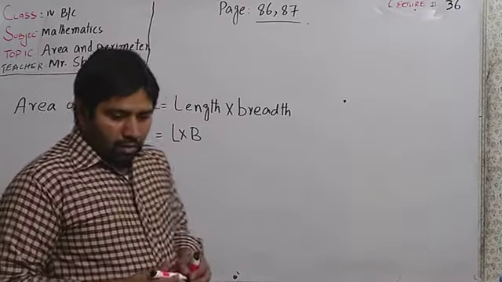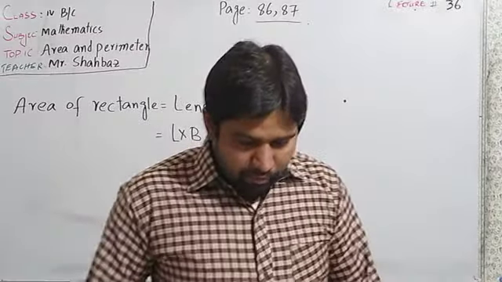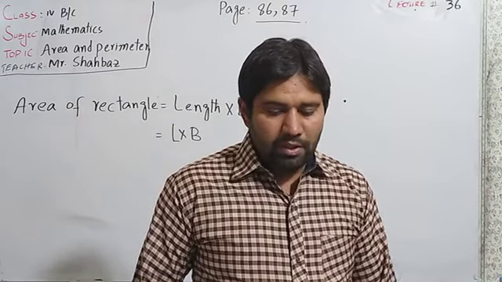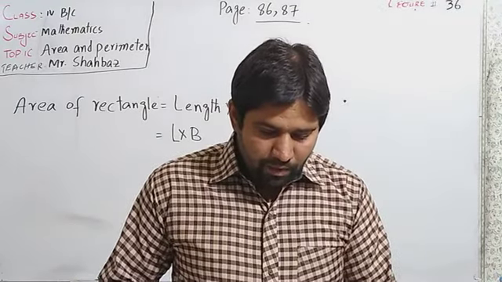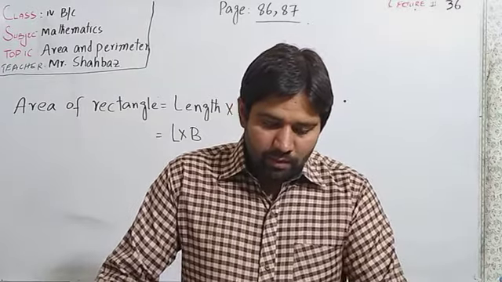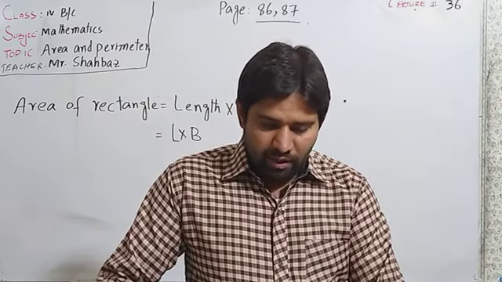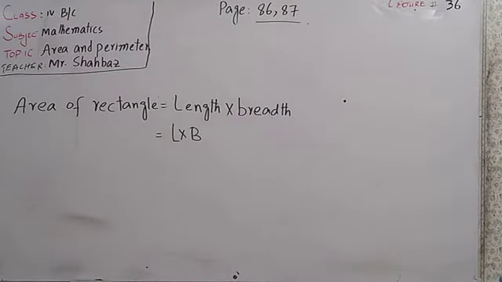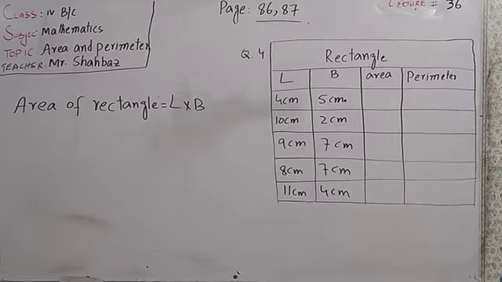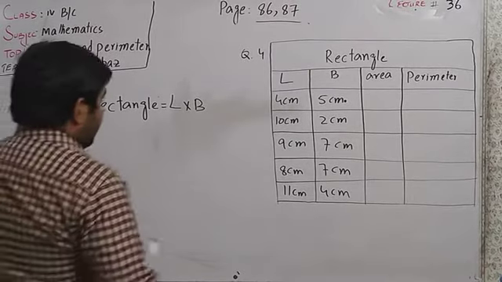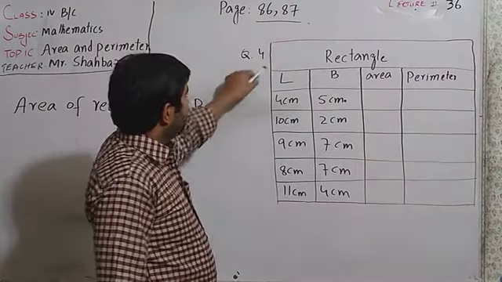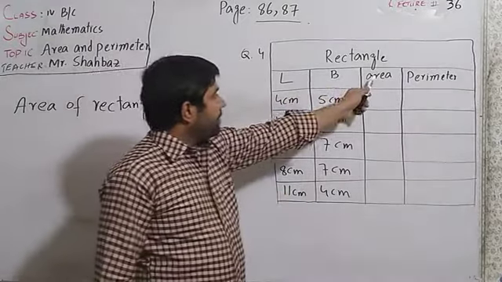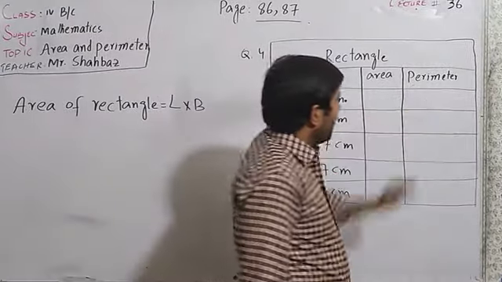Okay. On page number 86, you have question number 4. Copy this table carefully in your notebook, then complete it. First of all, I will draw this table, and then I will tell you how to find the answer of the area. I draw the table of question number 4. Here the length and breadth are given. We have to find the area and then perimeter.